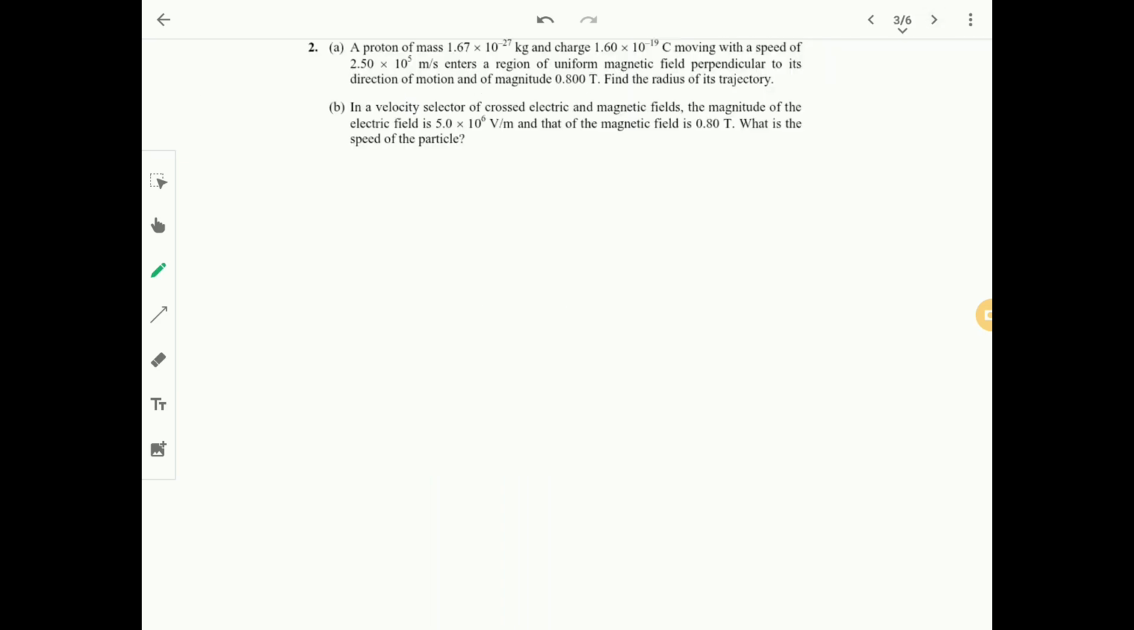Alright, let's move on to question 2. We have a proton of mass 1.67 times 10 to the minus 27 kilograms and charge 1.6 times 10 to the minus 19 coulombs, moving with a certain speed. It enters the region of uniform magnetic field perpendicular to its direction of motion and of magnitude 0.8 Tesla. Find the radius of the trajectory. I'll give you guys a few seconds to solve and then we check together.